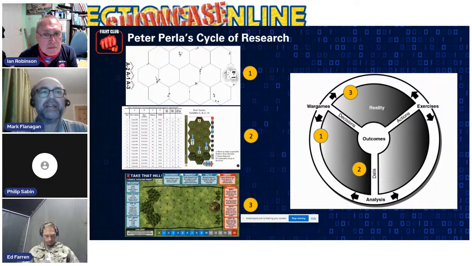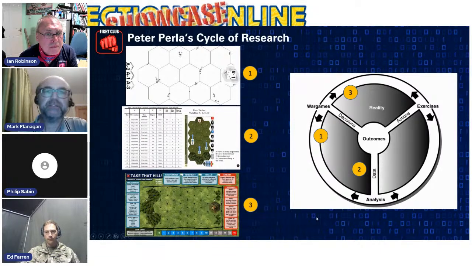Okay. Hi. I'd just like to relate what we were doing with the extra research to what should be a very familiar diagram, the Peter Perla cycle of research. Phil's hard work on the foundation of the war games is squarely in the war game, Area 1. The work that Ed's done, he's pushed across the reality bridge into Area 3.